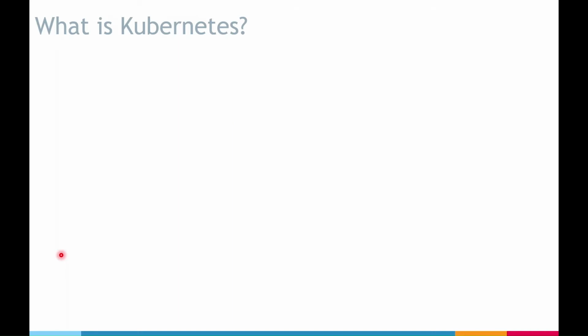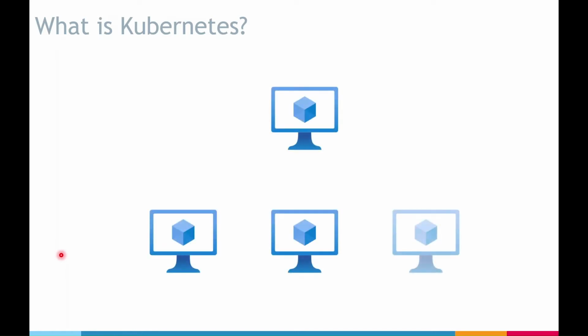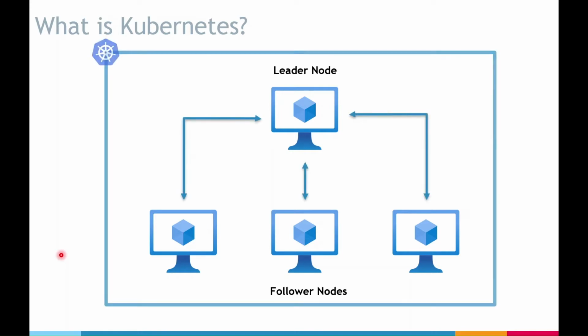When we talk about Kubernetes, we are dealing with a cluster of physical or virtual machines. In this cluster, some machines behave as leaders, also known as controllers or masters, and some behave as followers, also known as workers or slaves. More about leaders and followers in the next slides.